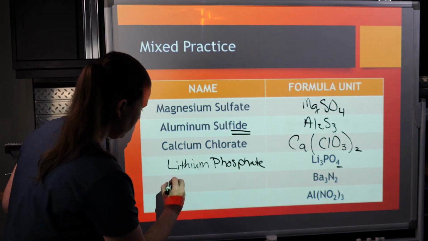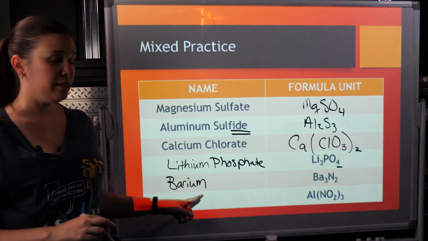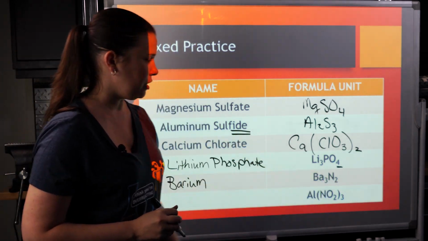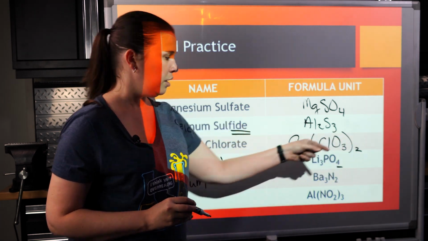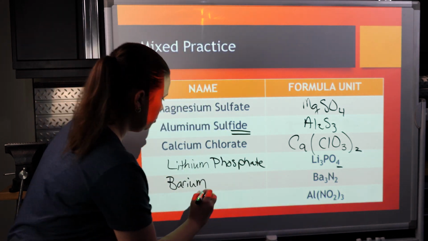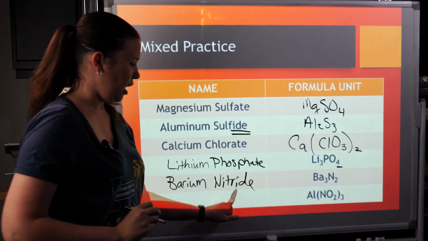Now let's look at Ba3N2. So first Ba is barium. It's not a transition metal, so I don't need a Roman numeral. Then I'm going to look at the nitrogen. I have a single type of atom. Even though there's two of them, I don't have a polyatomic ion. I don't have a set of atoms. So this is just going to be nitride, IDE.